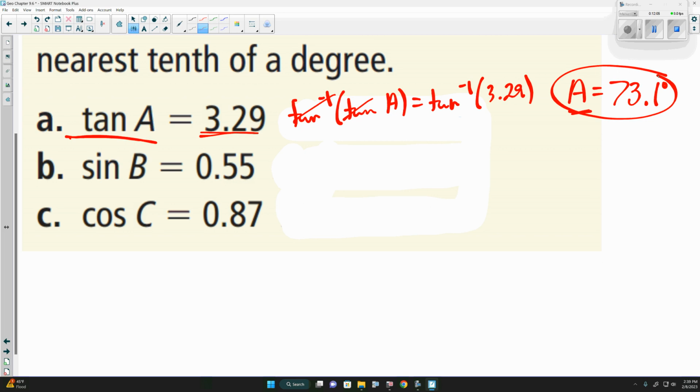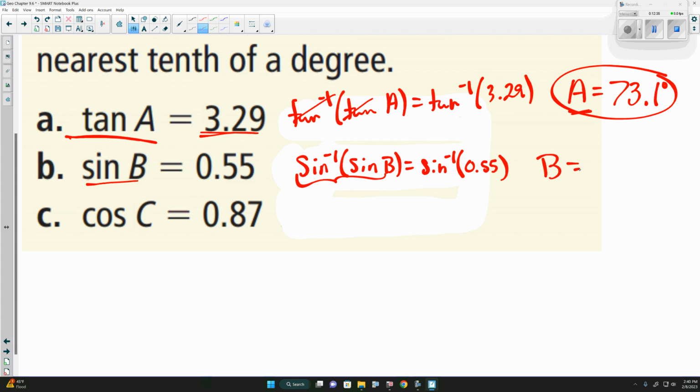Questions on A? What would we do for B? Yes, since we have sine of B, we're trying to find angle B. To get the angle away from sine, we have to use sine inverse. And if we apply it to one side, we have to apply it to the other. Now, sine inverse of sine of B is going to simplify to just B. Now, at this point, we can plug in sine inverse of 0.55 into the calculator.